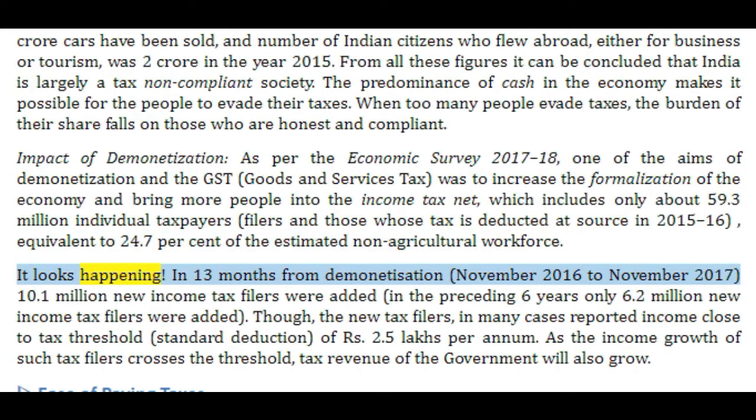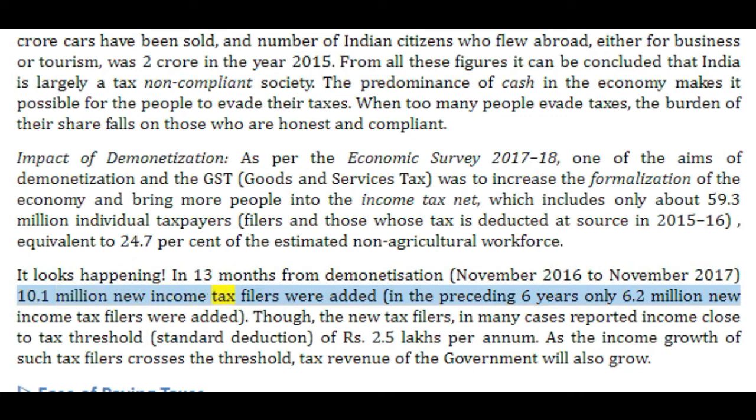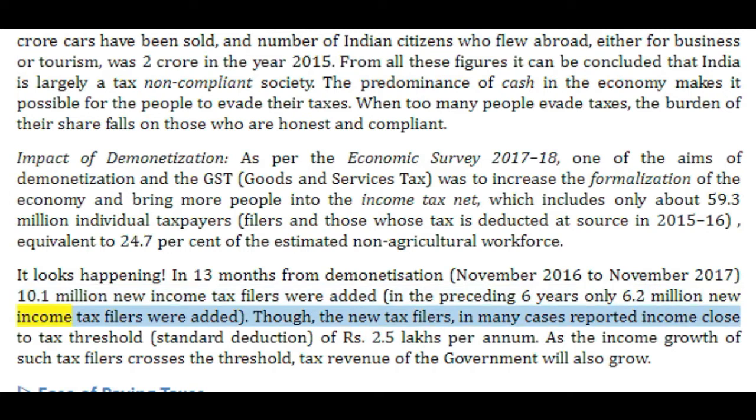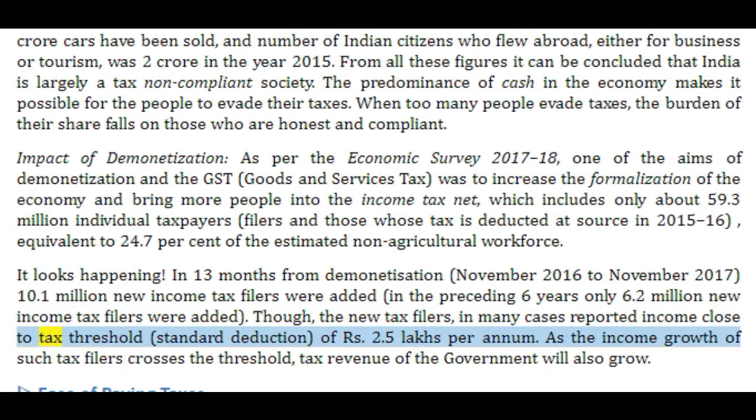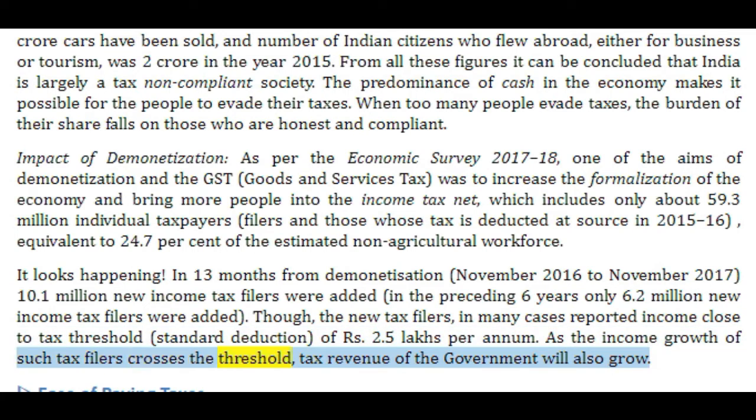It looks to be happening. In 13 months from demonetization, November 2016 to November 2017, 10.1 million new income tax filers were added. In the preceding 6 years, only 6.2 million new income tax filers were added. Though the new tax filers in many cases reported income close to the tax threshold, the standard deduction of 2.5 lakh rupees per annum, as the income growth of such tax filers crosses the threshold, tax revenue of the government will also grow.